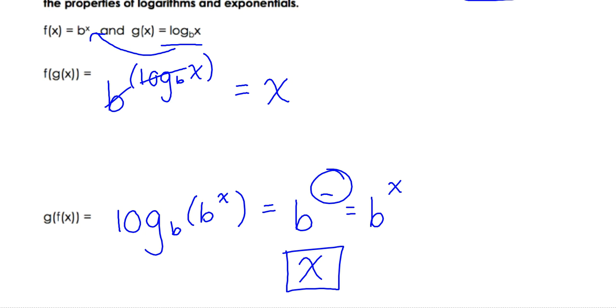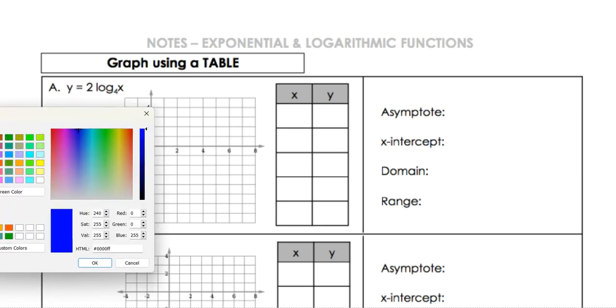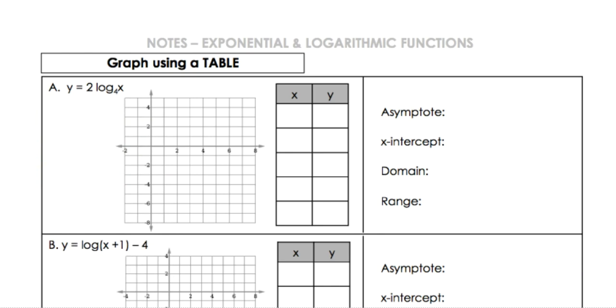So we're going to practice a little bit with the graphs here. We're going to start by graphing from a table, or using a table to kind of help us. For example, A here, we have 2 times log base 4 of x.